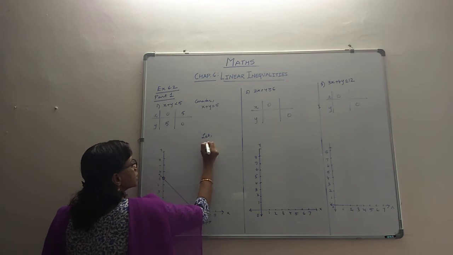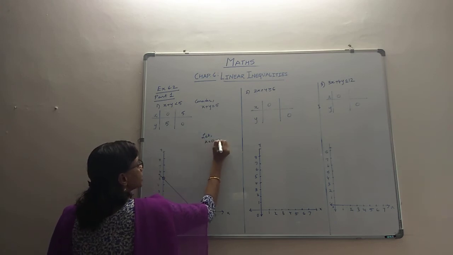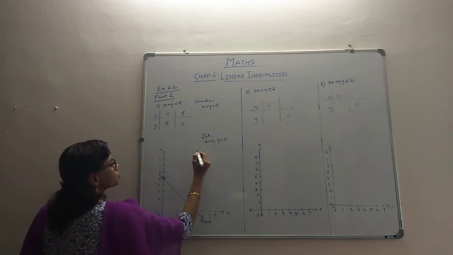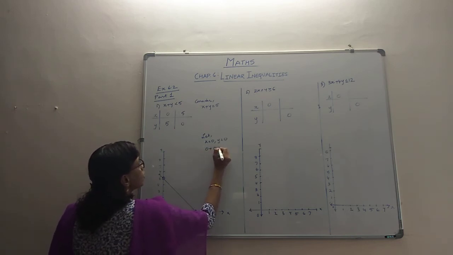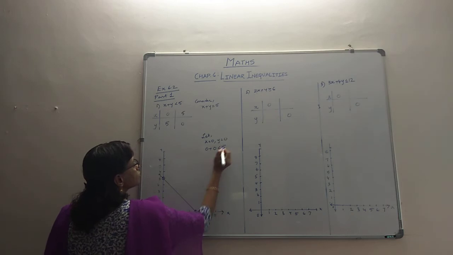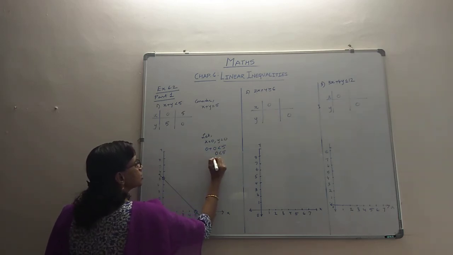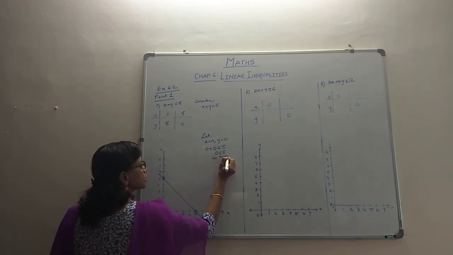What we will do is take x as 0 and y as 0 and see what happens to the inequation, and how the inequation behaves. 0 plus 0 is less than 5. Whether it is true or not, yes, it's a true statement.